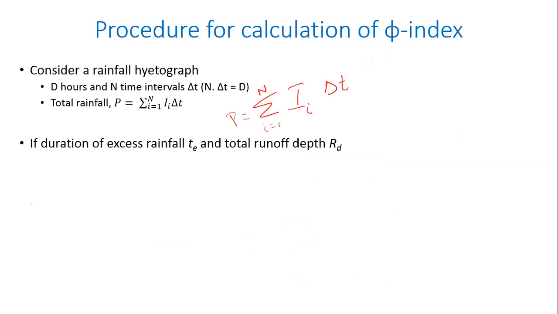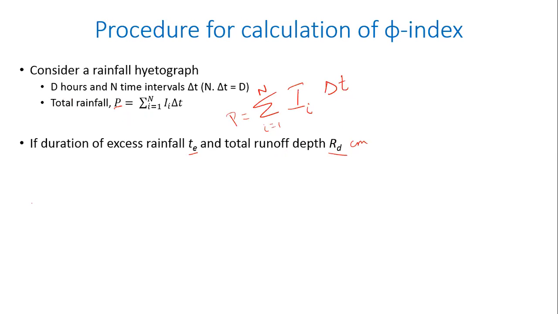Now let us assume that the duration of excess rainfall is given as t_e, and the total runoff depth is given as R_d. Suppose I know that because of this kind of rainfall event of D hours, which produced a total rainfall of P centimeters, this rainfall of P centimeters in D hours produced a total runoff depth of R_d centimeters. Usually we refer to it in centimeters or millimeters.